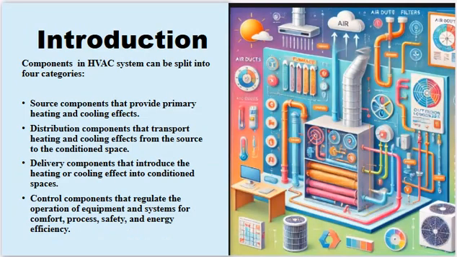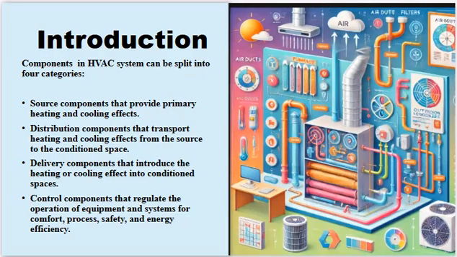Let's break down the main parts of HVAC systems. These systems rely on 4 key types of components to keep our indoor spaces comfortable and efficient. Source components: think of these as the heart of the system. They're the ones responsible for creating the heating or cooling effect. Examples include boilers, heat pumps, and air conditioners.